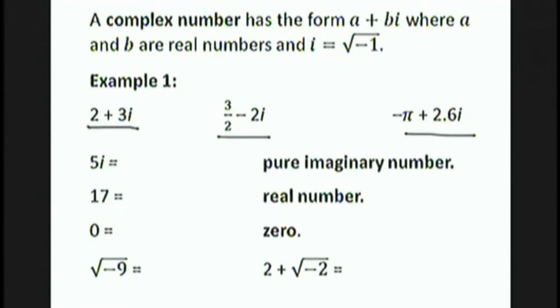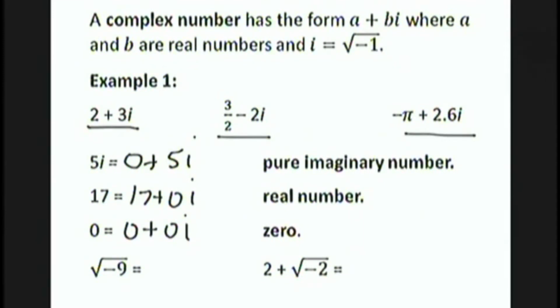Here's another example, 5i. That's a complex number because it could be written as 0 plus 5i. So here a is 0 and b is 5. But we'll usually just abbreviate that as 5i. And we call that kind of number a pure imaginary number. The number 17 could be written as 17 plus 0i, and we identify that with a real number. 0 can be written as 0 plus 0i, but we'll usually just write that as 0, and that's the 0 for the complex number system.